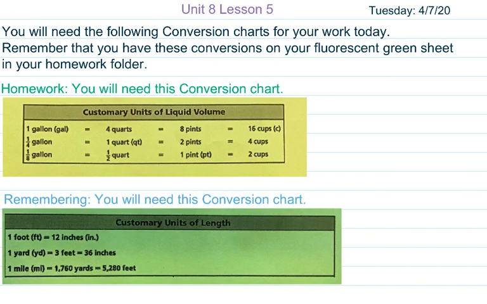I have sent you the paper assignment, the student worksheet, the homework and remembering side through Teams, and if you're not finding it there, I also sent it to your parents in email format.